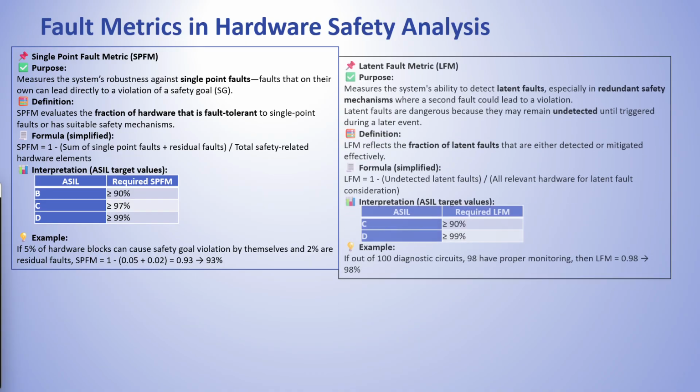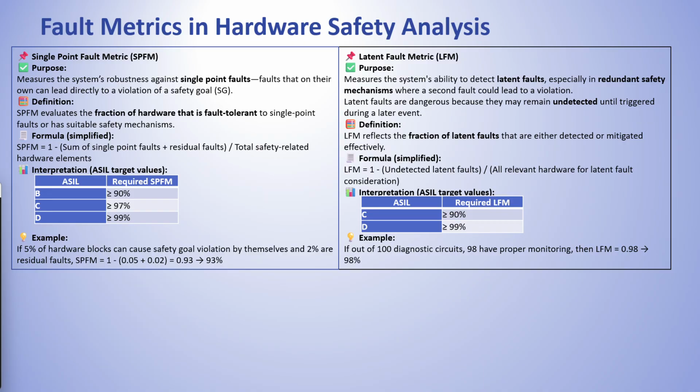And the other one, LFM. Right, LFM, the latent fault metric. This one deals with latent faults. These are sneaky. They're faults that might not cause a problem on their own, and they might not be detected by the driver or by simple checks. The danger is they lurk there until a second fault happens, and then the combination violates a safety goal. LFM measures how well the system detects or controls these hidden latent faults. Again, the targets are high. For ASIL D, you also need 90% LFM, and for ASIL C, it's 80% LFM.